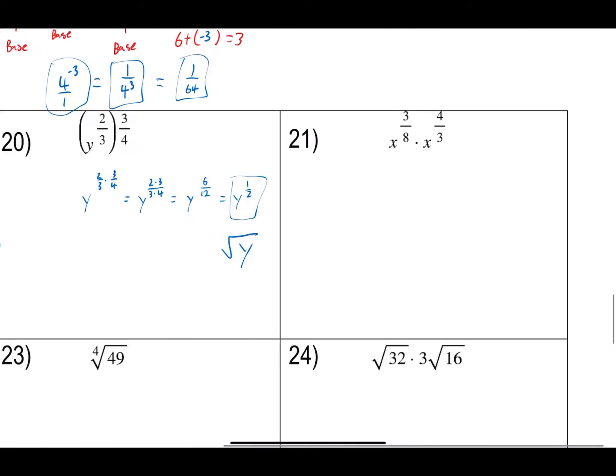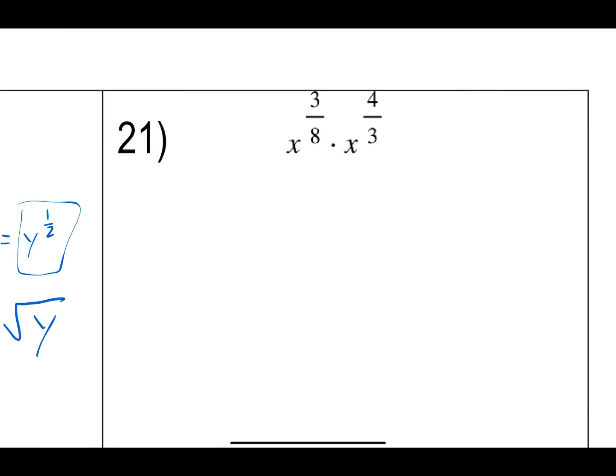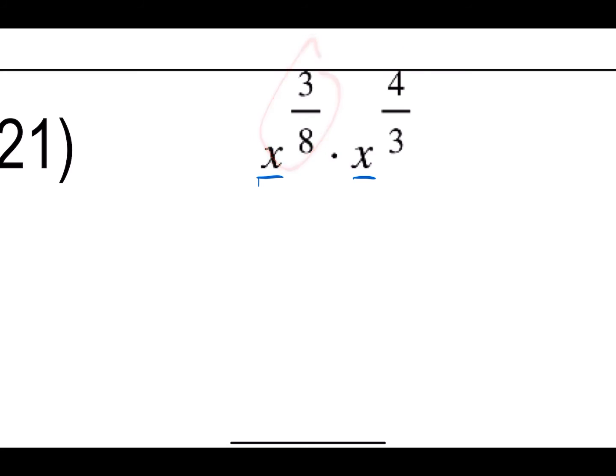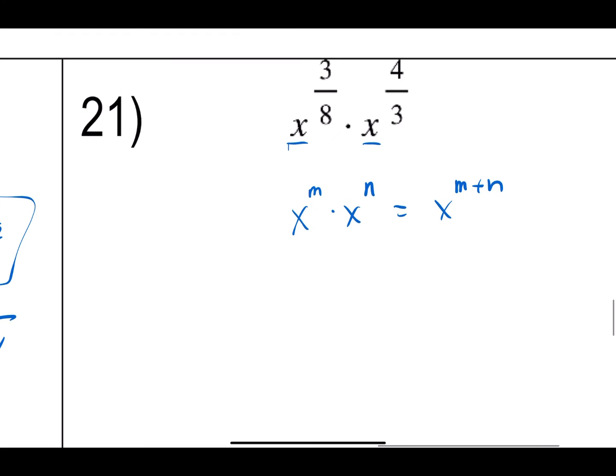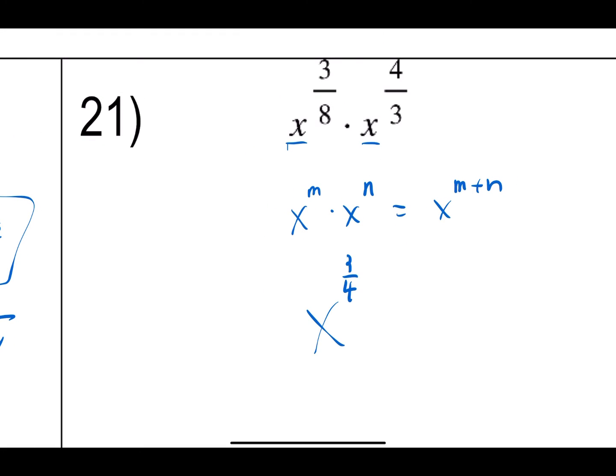Number 21. Again, add like bases. Or not, multiply like bases, x times x, add their exponents. And yes, we can add 3/8 and 4/3. They do not have to have the same denominator until we realize we have to add them. So x to some exponent times x to another exponent, add the exponents. Like bases, add the exponents. But in this case, 3/8 plus 4/3, they need a common denominator.